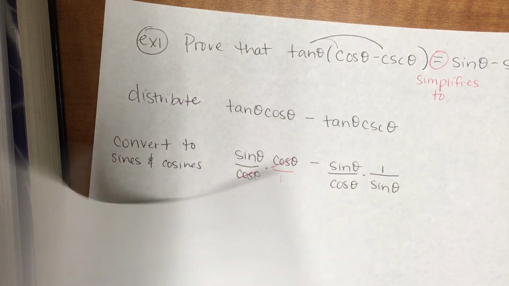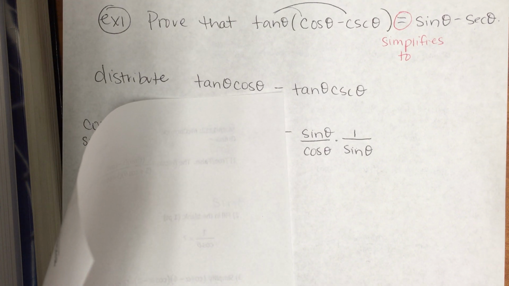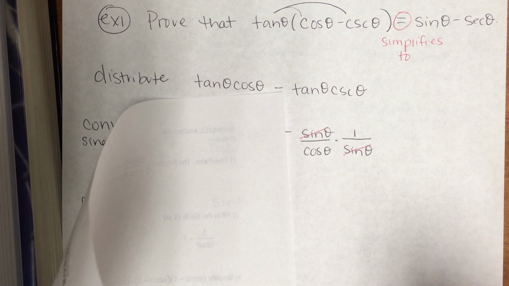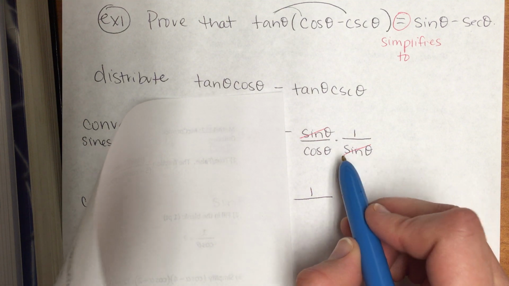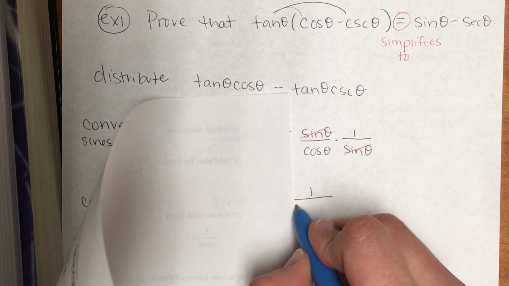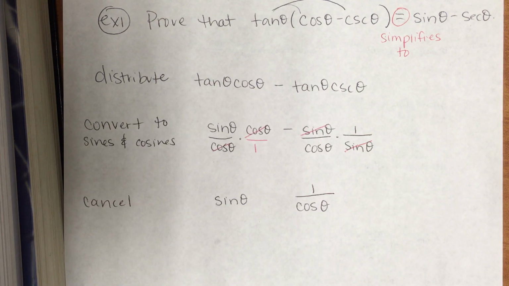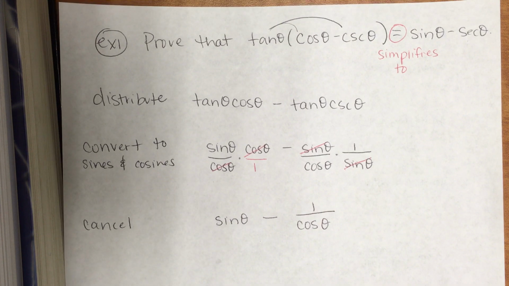And then for my second piece, I can cancel here. I have a sine on the top and bottom. It's got to be one from the top and one from the bottom, and they have to be multiplied together, not added or subtracted. So this time I have a cosine that stays in the denominator. Leave it in the denominator. So I have sine theta minus 1 over cosine theta.